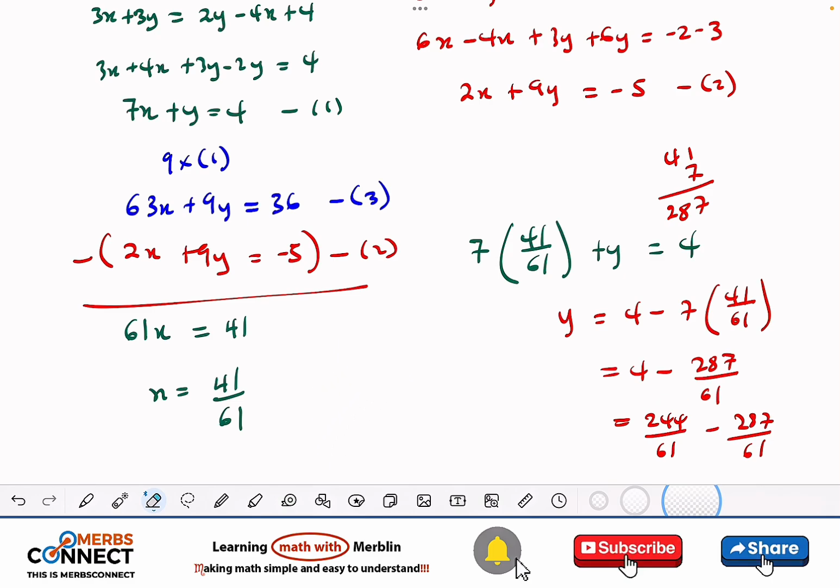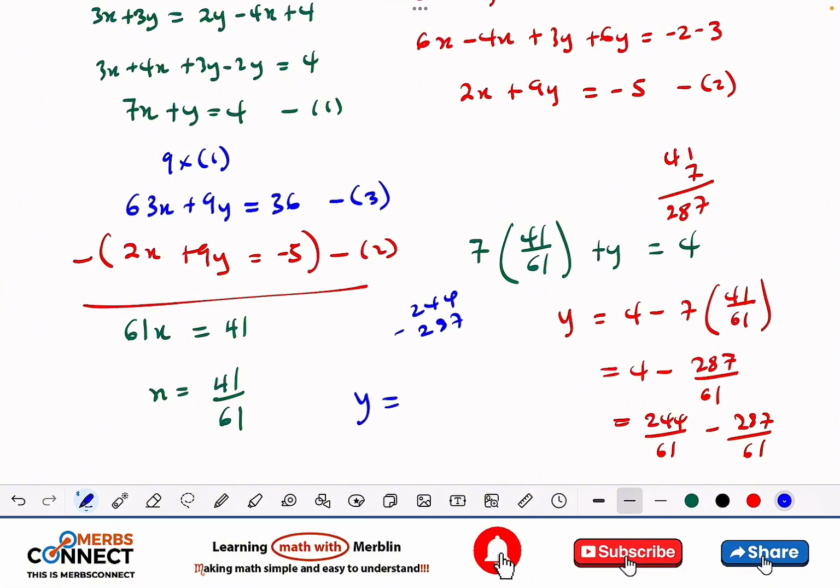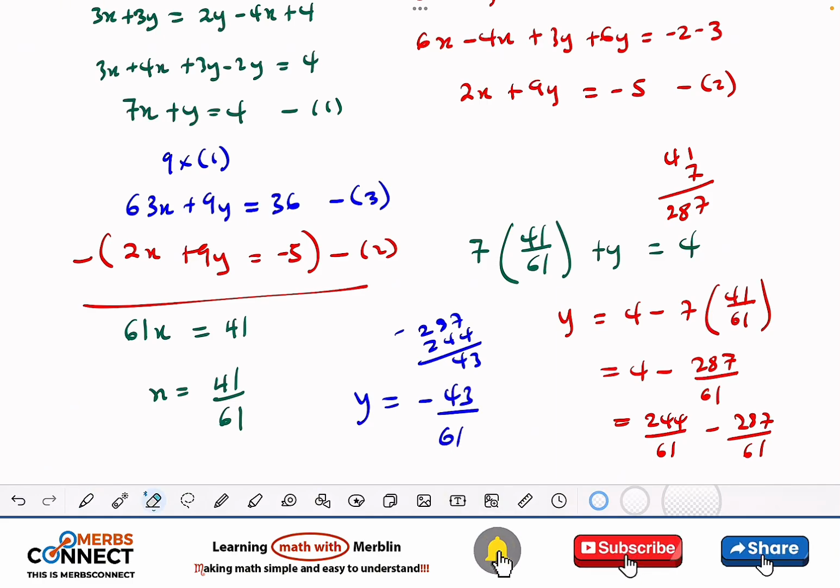So my y should be equal to 244 minus 287, divided by 61. You can use a calculator to check if I had it right. I'm just using my mind to compute it. Next time I'll buy a calculator.